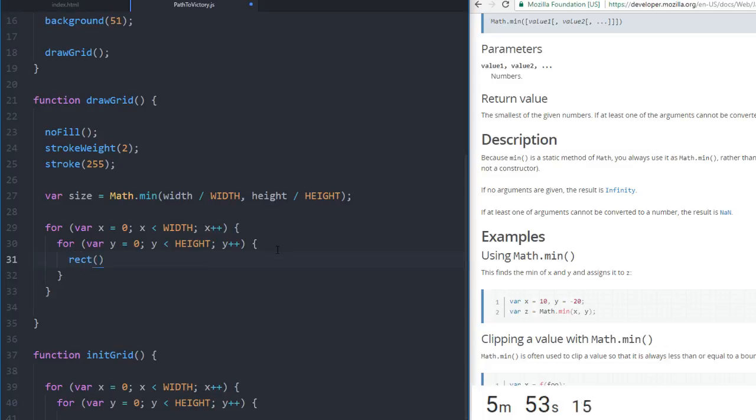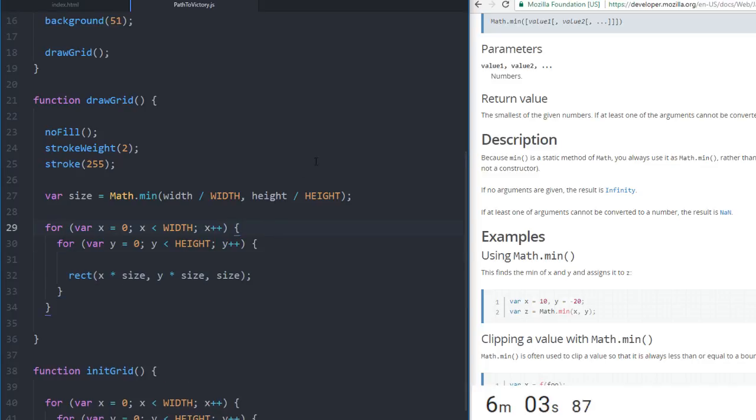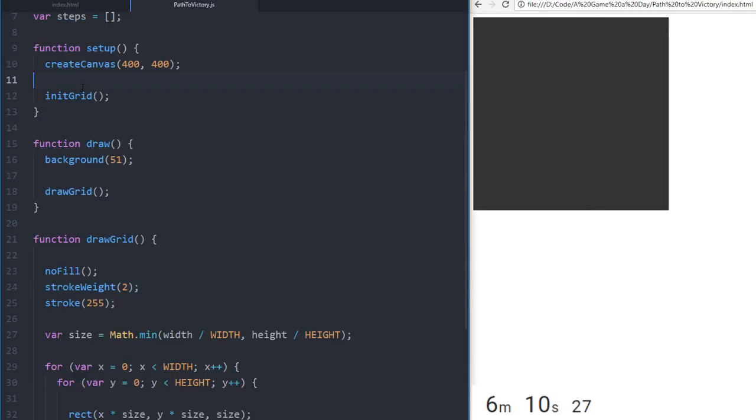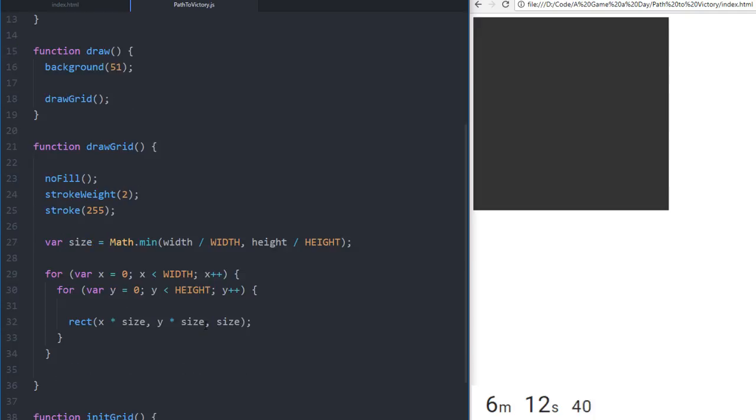Now what we will do is we will say rect at x times size, y times size, with a size of size. There we go. Let's try that. What happens here? We get an error? No, we do not get an error. Yes, we do say init grid and draw grid.